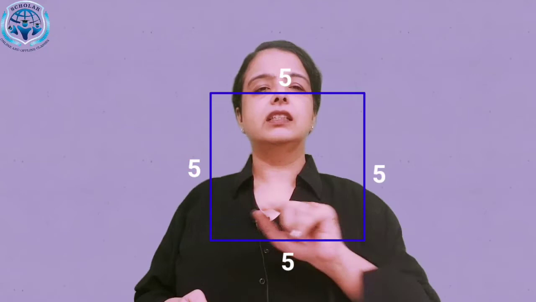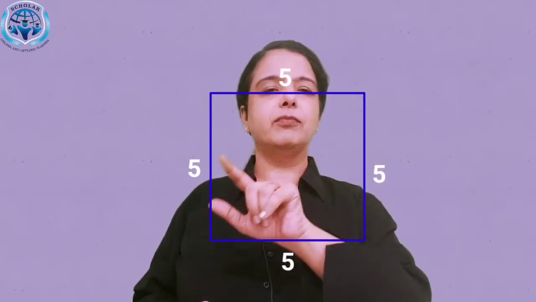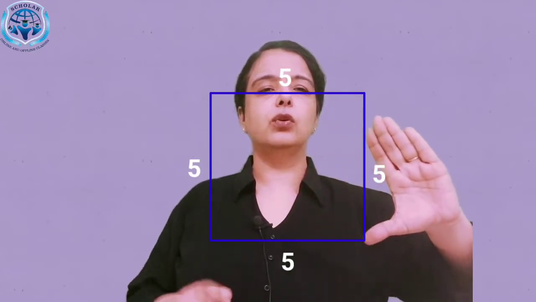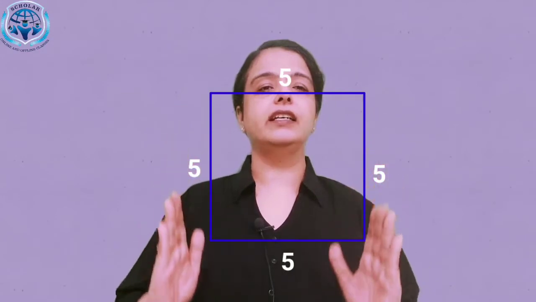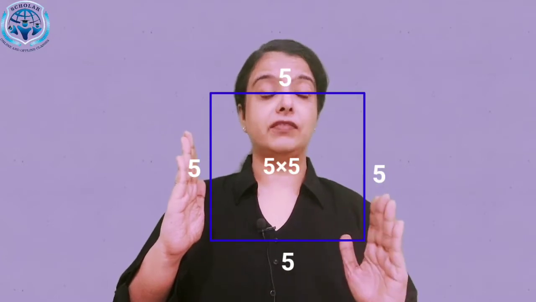In a square, if one side is 5, the other 3 sides are also 5, 5, 5. If you multiply 5 by 5, this will cover the whole of the part or the region enclosed inside the square. That means the area of the square. 5 into 5. That means 25.